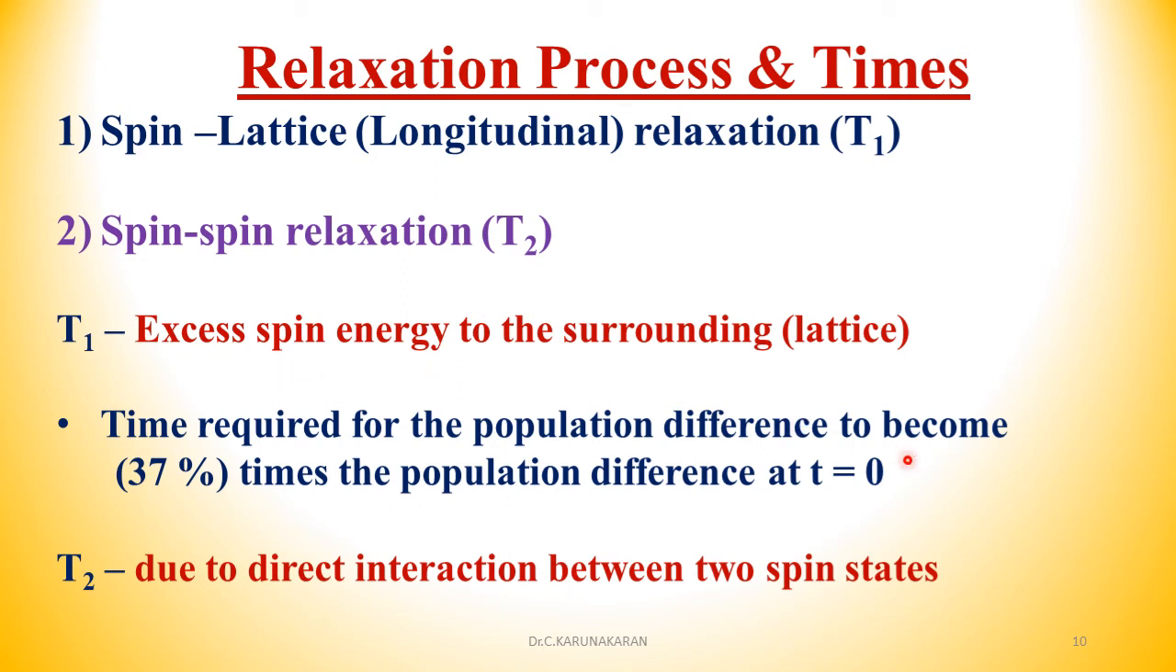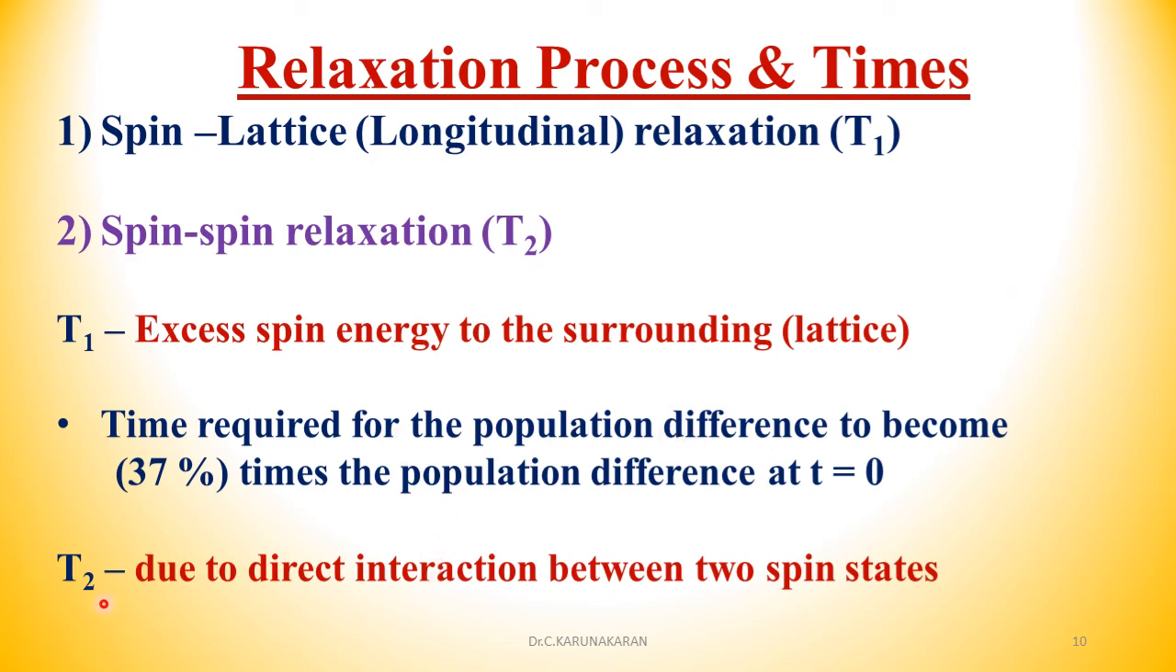The excess energy is transmitted to the surroundings. In the case of spin-lattice relaxation, the excess energy of the spins in the excited state is transferred to the lattice vibrations. Thereby, it comes back to its thermal equilibrium position.